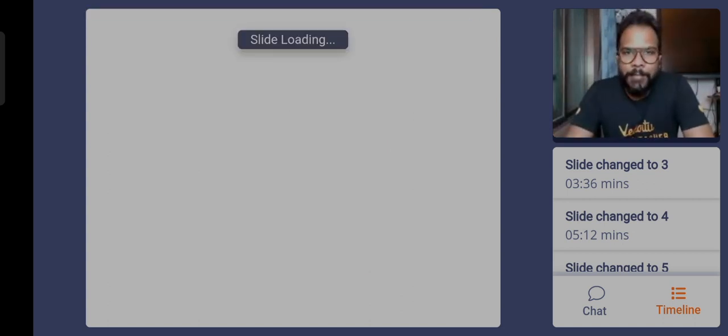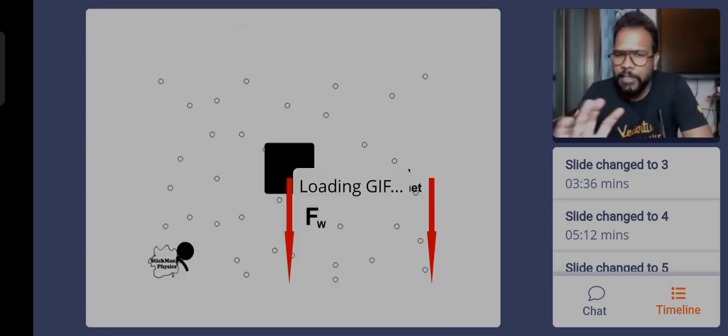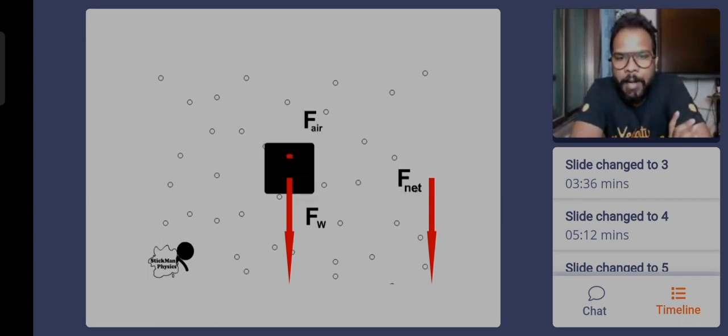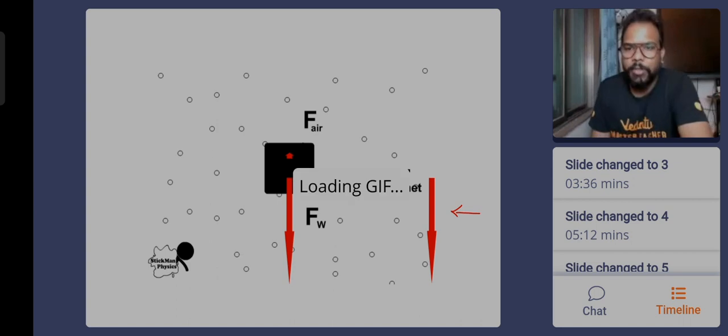Okay, let's see this animation. I hope this helps you a bit to understand. It's a very slow animation, everyone. When that thing is falling down, look at the upward air resistance force and the net force also. Keep an eye on this also. See what is happening.